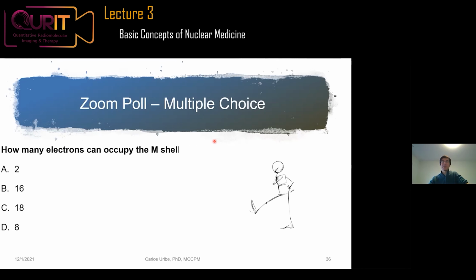So most people got it right, but I see that there's some, B and D are still very equal. So M shell is KLM. So we assign n equals 3 to the M shell. And we said that the number of electrons that can fit in a shell is 2n squared. So n is 3, 3 squared is 9, times 2 would be 18. So the correct answer here is C.